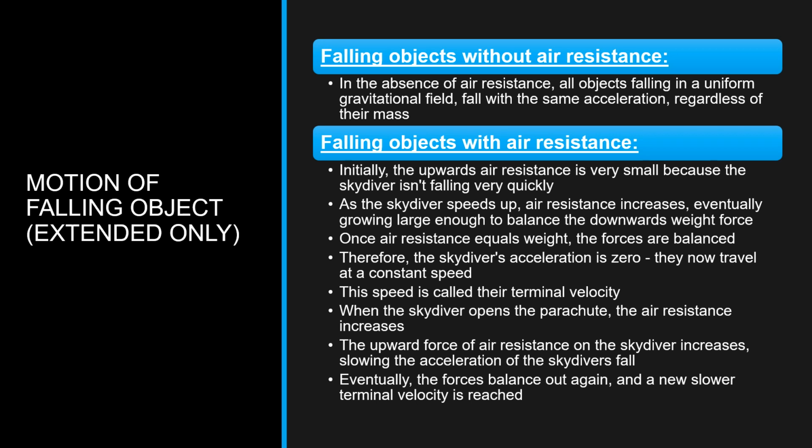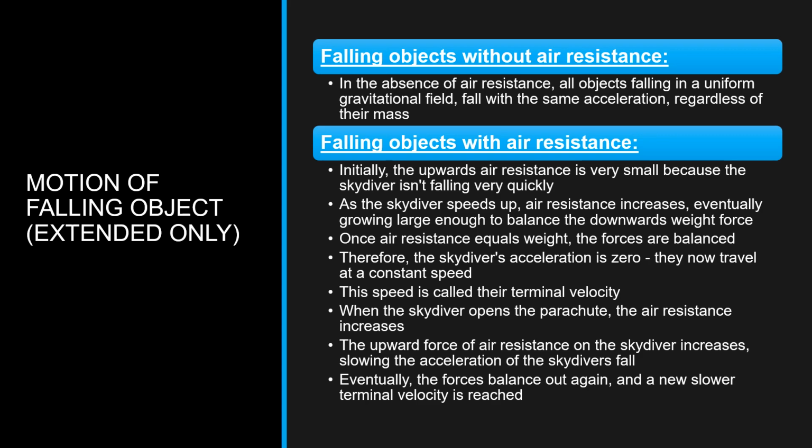Now after that, the skydiver opens the parachute. So when the skydiver opens the parachute, the air resistance increases, and the upward force of air resistance on the skydiver increases, and it slows the skydiver's fall. Eventually, the forces again balance out and a new slower terminal velocity is reached.